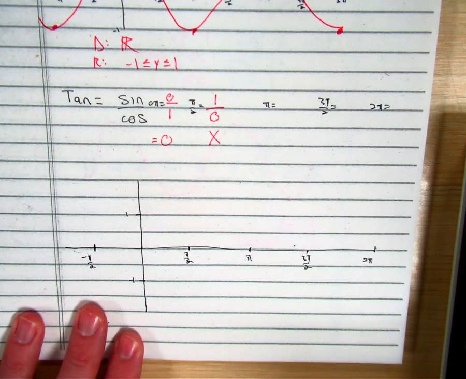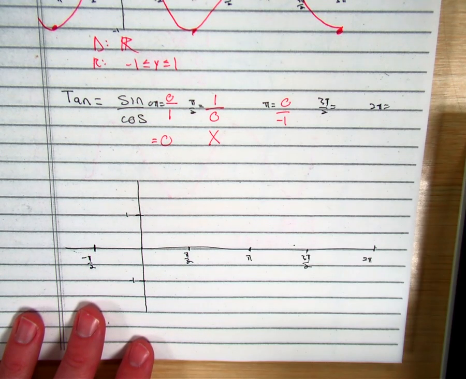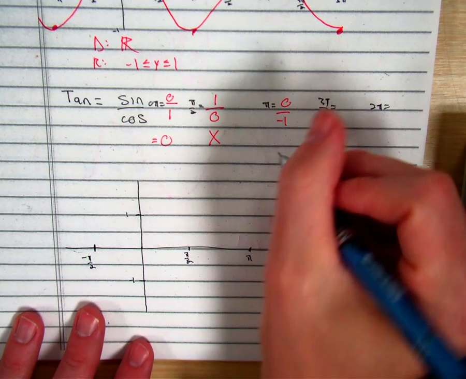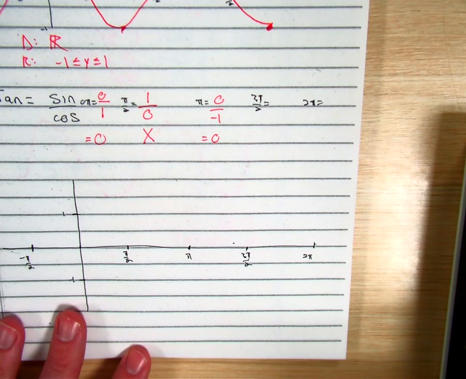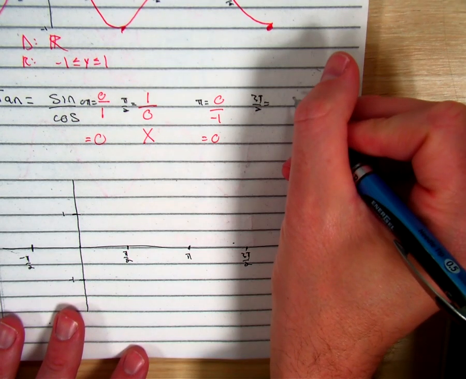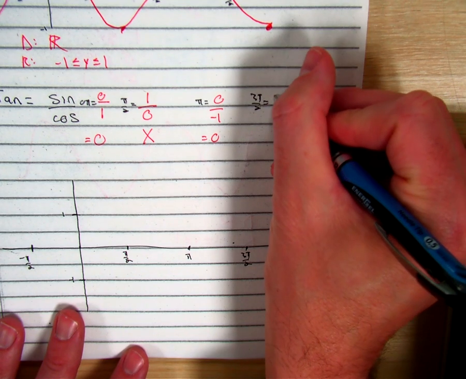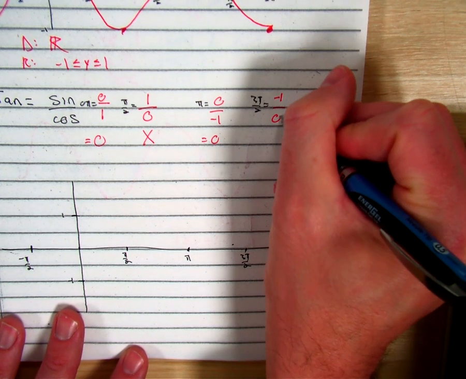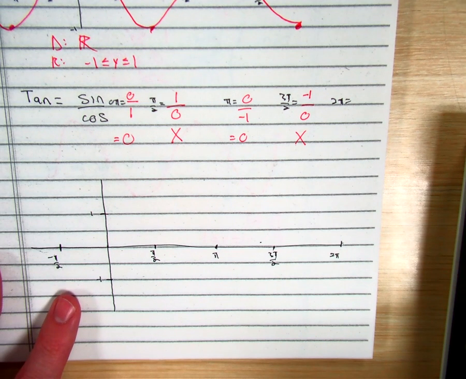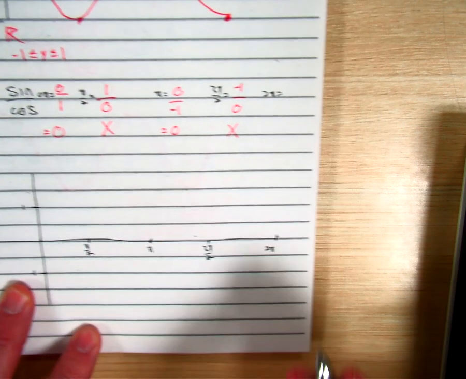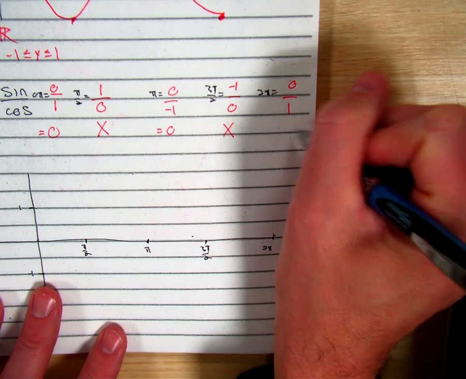At pi, sine is 0, cosine is negative 1. 0 divided by negative 1 is 0. Okay, 3 pi over 2. Sine is negative 1. Cosine is 0, can't divide by 0. Okay, we'll finish it off. 2 pi will be 0 divided by 1 again, which is 0.